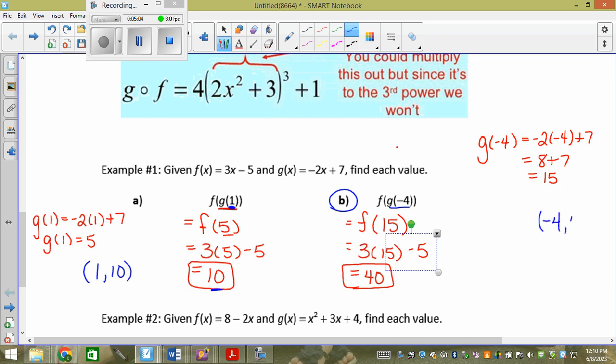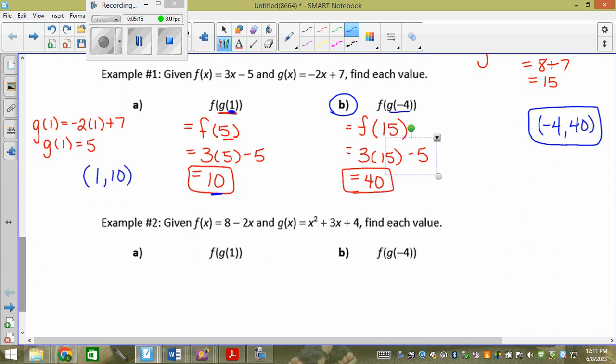This is an aside. This isn't what it's asking for, but I want you to understand what we actually are finding when we put in an input and we get an output, right? That's all we're doing. Putting in an input, getting out an output. Okay, I want you guys to do this one.